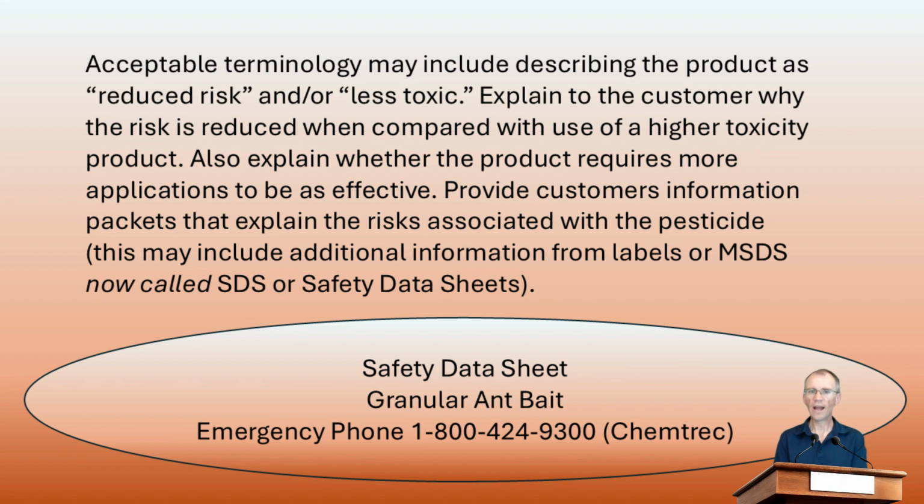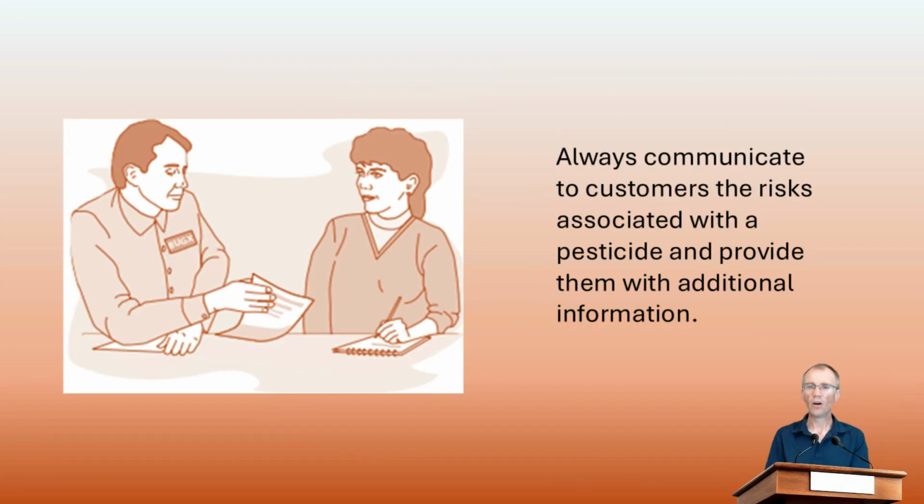Explain to the customer why the risk is reduced when compared with the use of a higher toxicity product. Also explain whether the product requires more applications to be as effective. Provide customers information packets that explain the risk associated with the pesticide. This may include additional information from labels or MSDS, now called SDS, or safety data sheets. Always communicate to customers the risk associated with a pesticide and provide them with additional information.